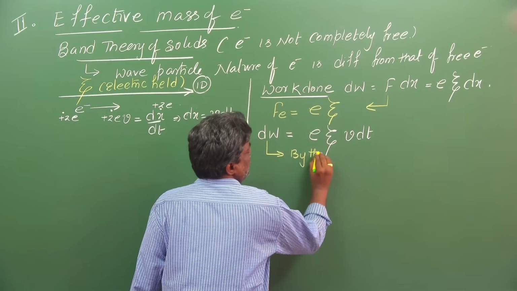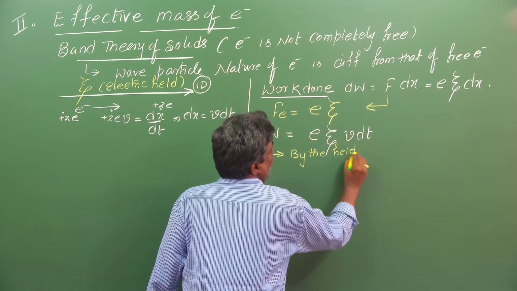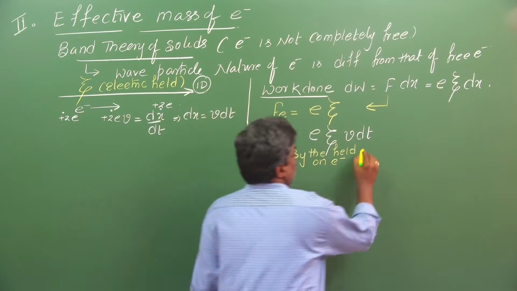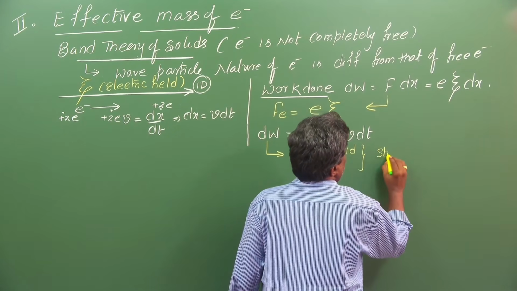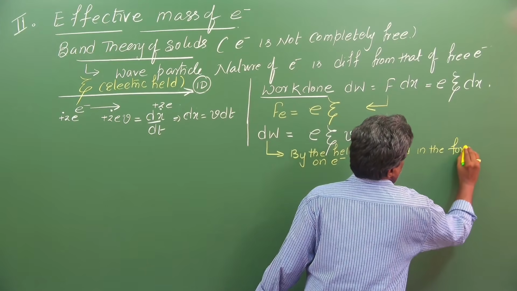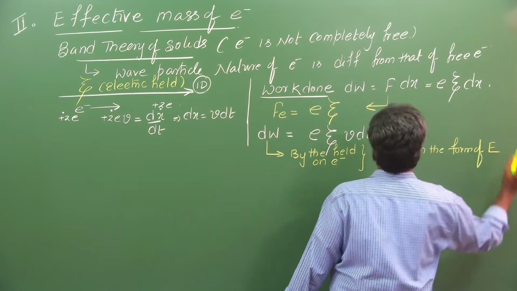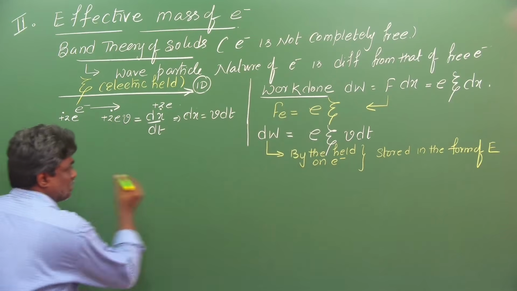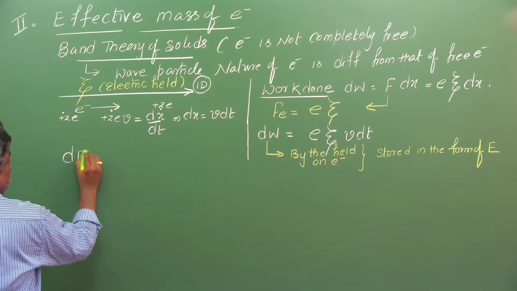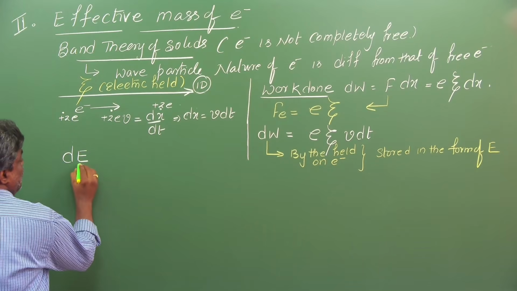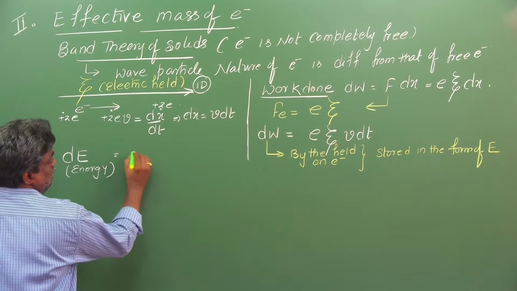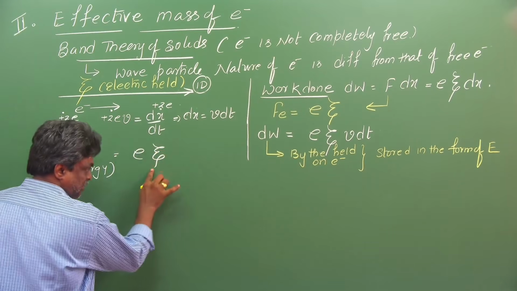I hope you know the amount of work done by the field on the charged electron. Say yes or no? This will be stored in the form of energy. That story is over. So that's why I can take that dW is nothing but dE, here E is energy, equal to the electric field times v dt.